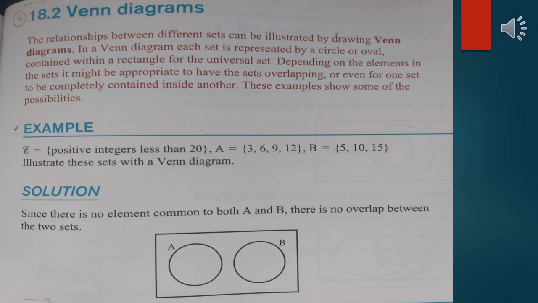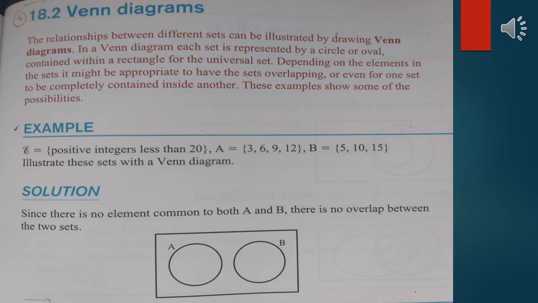The universal set is contained within a rectangle. Universal set means a set represented by a rectangle, and the other sets are inside it. Depending on the elements in the sets, it might be appropriate to have the sets overlapping, or even for one set to be completely contained inside another. These examples show some of the possibilities for you.